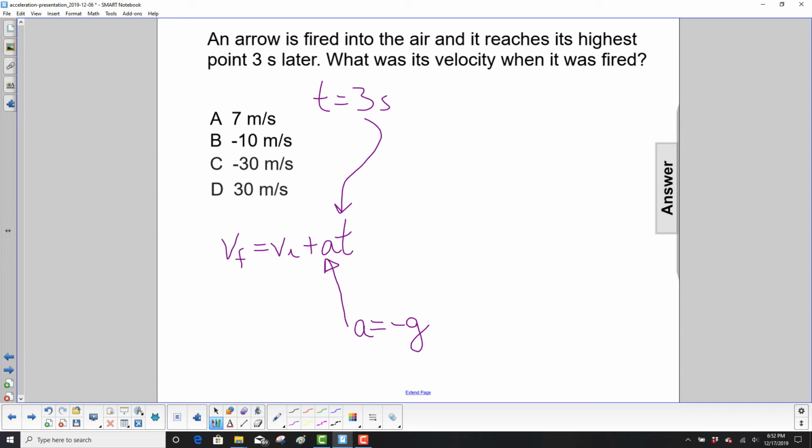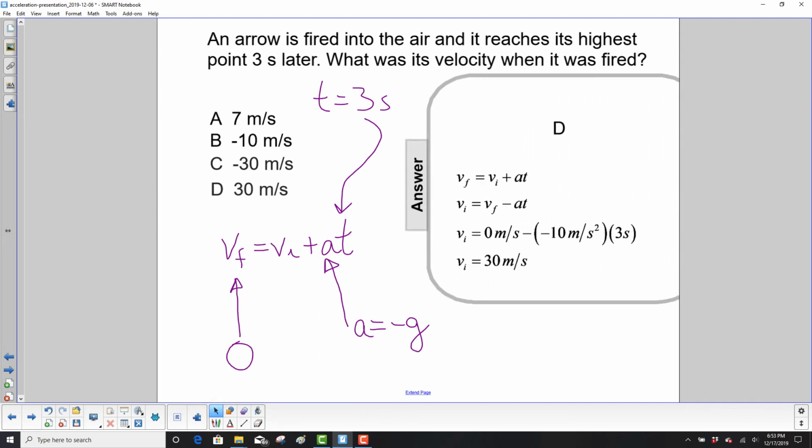Okay, we still need to know what the final velocity is. But at the peak of the trajectory, the arrow momentarily stops, because it was going in the positive direction up, and then it shifts to going in the negative direction down. You have to cross zero. So VF is actually equal to 0. So now, I'm pretty sure we can solve it.